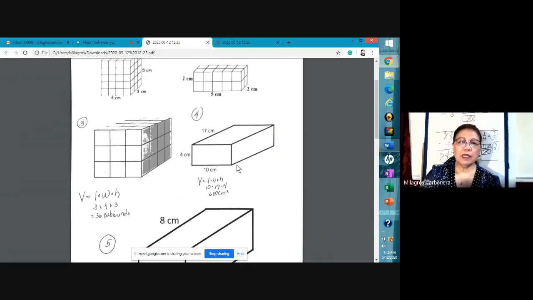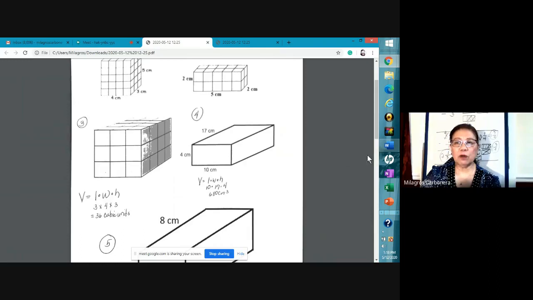Now I have here the fourth picture, which is the length is 10 centimeters, the width is 17 centimeters, and the height is 4 centimeters. So if you're going to find the volume, length times width times height, so length is 10, width is 17, and the height is 4. So if you're going to multiply 10 times 17, that is 170, times 4, that gives you 680.